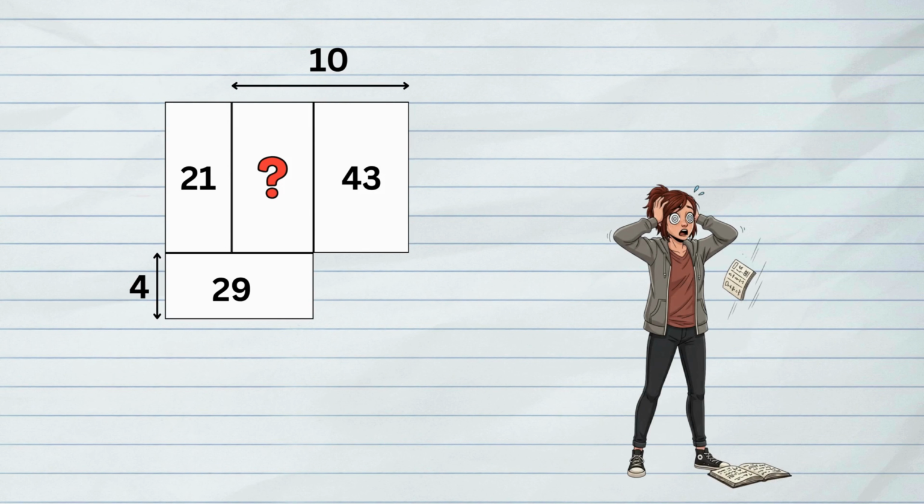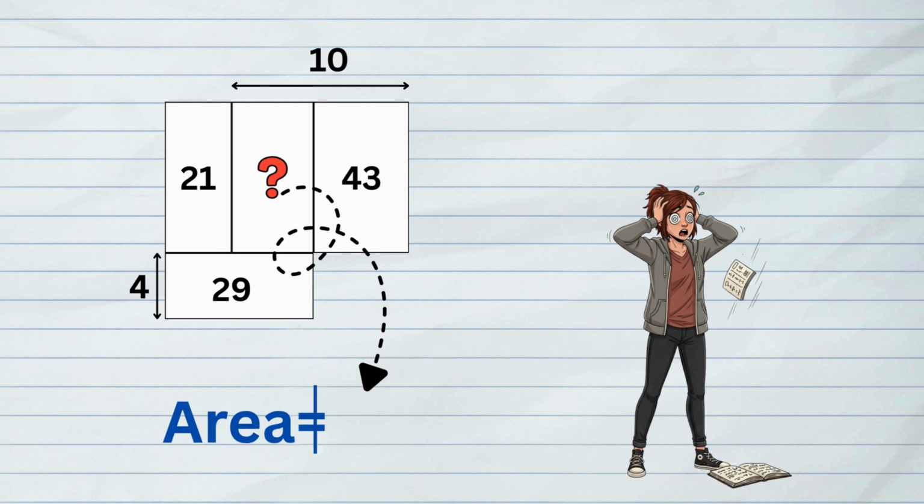Imagine a row of 3 rectangles. Left one, area 21. Middle one, mystery. Right one, area 43. Underneath the first 2, there's a 4th rectangle with area 29 and height 4. One more clue. The combined width of the middle and right rectangles is 10. The question? What is the area of that middle rectangle?